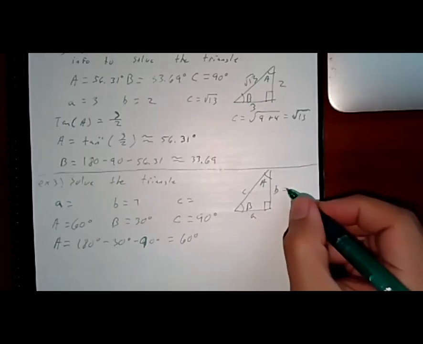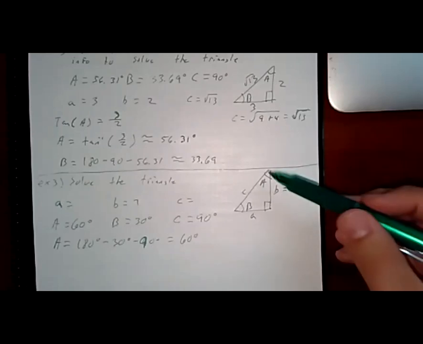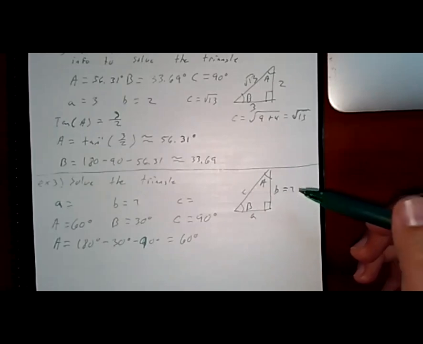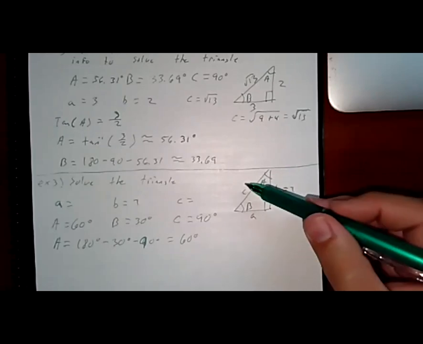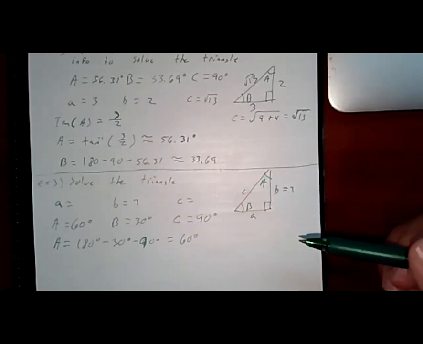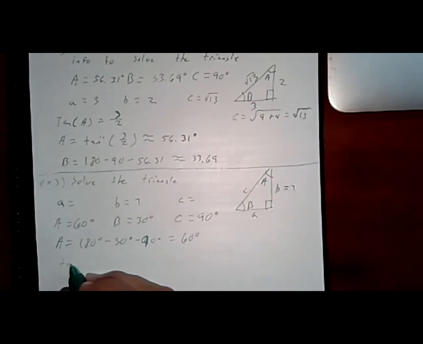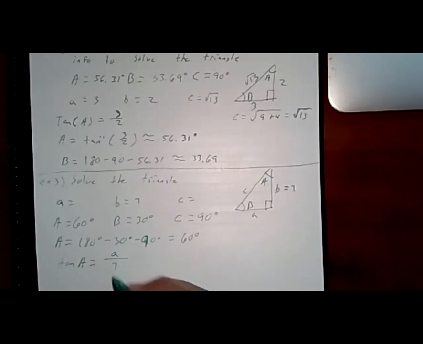So we can use either tangent or cosine, it doesn't really matter. We got 7 here. You could use tangent, opposite over adjacent, or you could use cosine, adjacent over hypotenuse. I'm going to use tan, I guess. That would be opposite over adjacent. So tangent of A would be equal to the missing piece, little a, over 7.